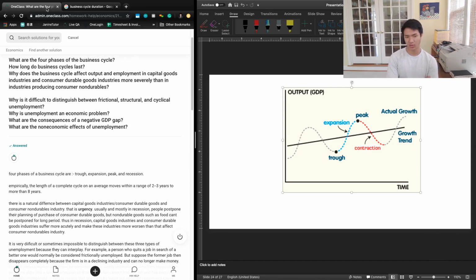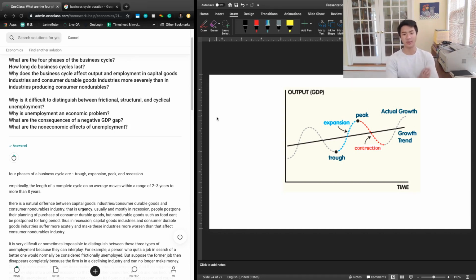So the next question says, why is it difficult to distinguish between frictional, structural, and cyclical unemployment? So I think this is a good place to break down the difference between these three types of unemployment. I think this is a commonly asked question, a common place where professors are making sure you know the distinction.